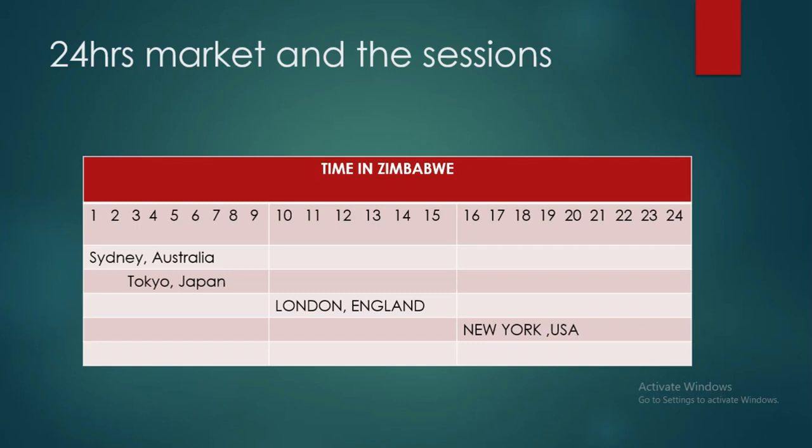Then our market is centered in different parts of the world. We have what we call sessions in forex trading. Like I've said, someone can decide to participate in any of these sessions. For example, we have what we call the Asian session. The Asian session is this first region that you are seeing that covers Sydney, Australia, and Tokyo, Japan. That's the Asian session.